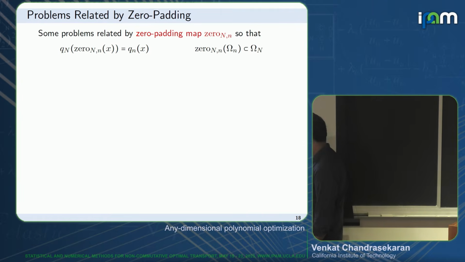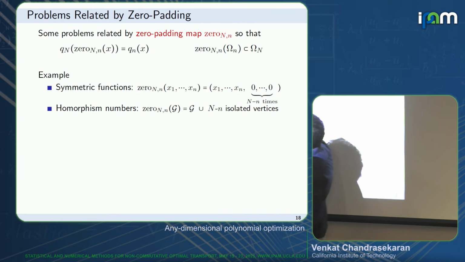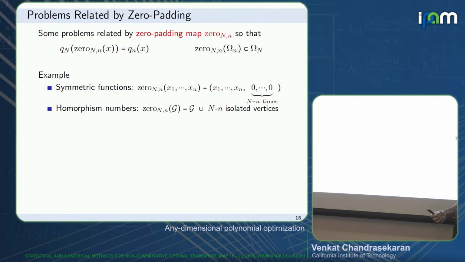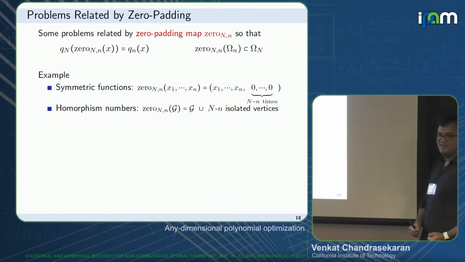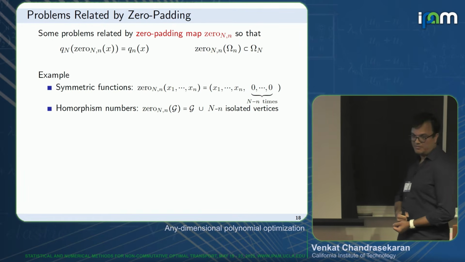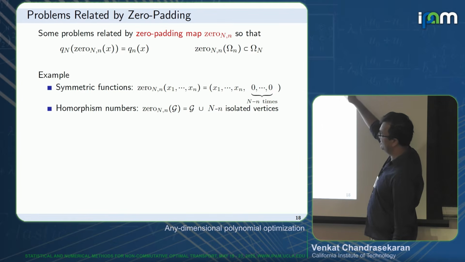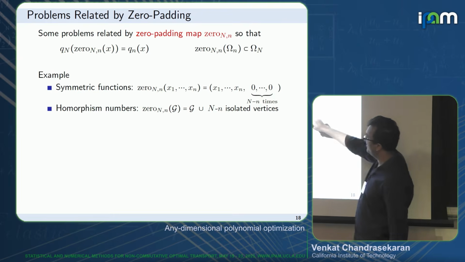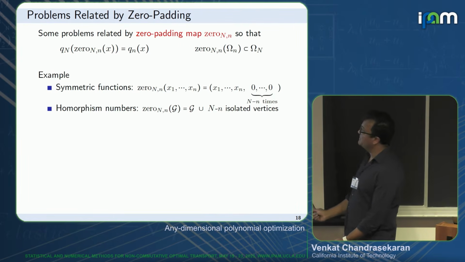So you take a feasible point for the nth problem, pad zeros, and then you get a feasible point for a larger nth problem. So symmetric functions, which we stated early on, and going from homomorphism densities to homomorphism numbers, where you append a graph with some extra isolated vertices, these are all examples of zero padding.